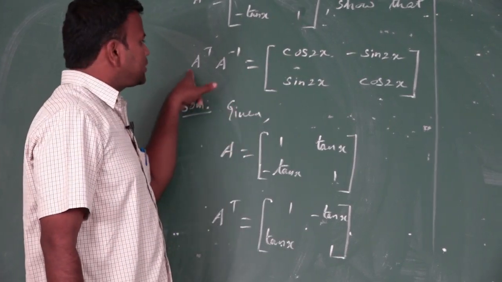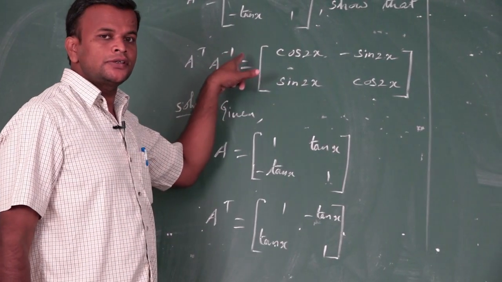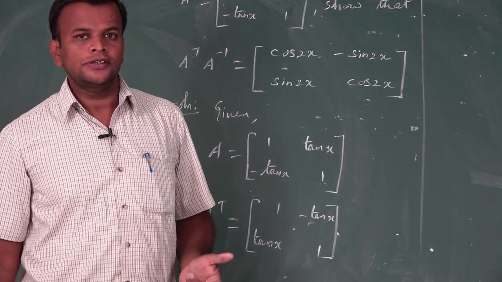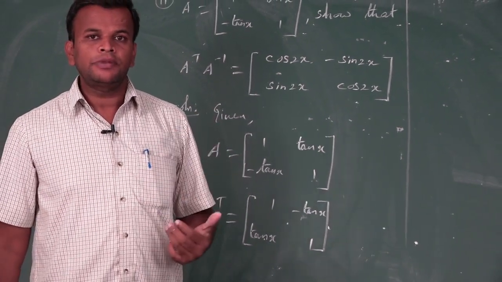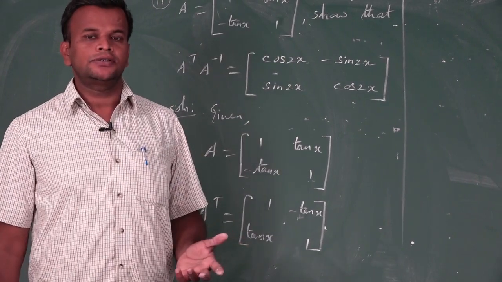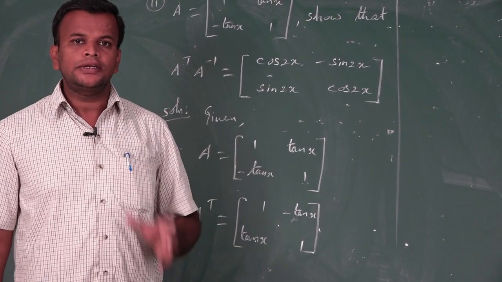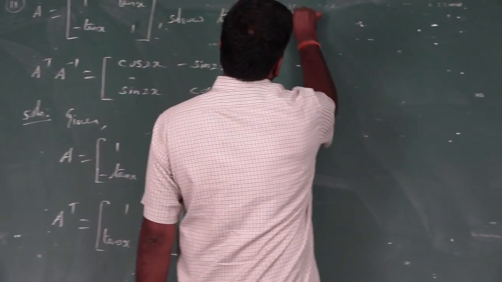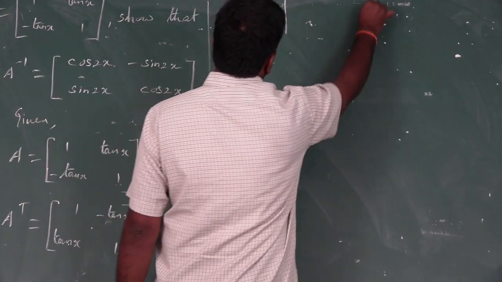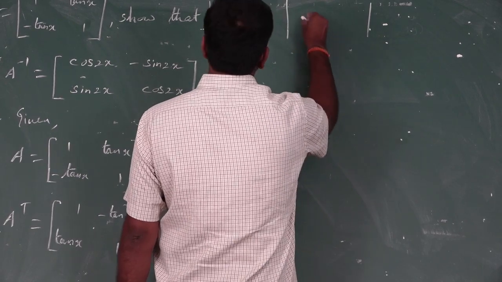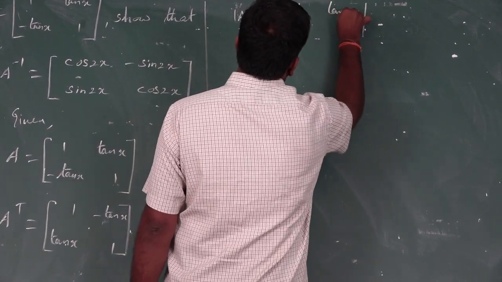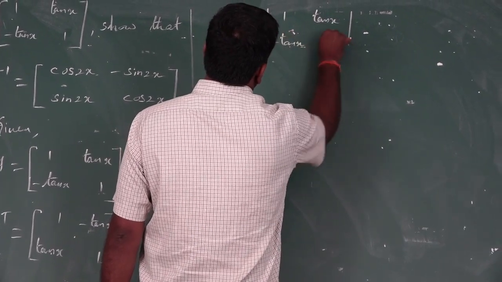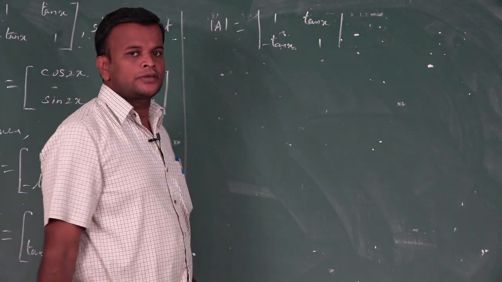What is the other matrix? It is A inverse. You remember the formula of A inverse? The formula of A inverse is 1 by determinant A into adjoint A. So the next step is to find the determinant of A. Determinant A, using the determinant symbol, the values of A: 1, tan x, minus tan x and 1.